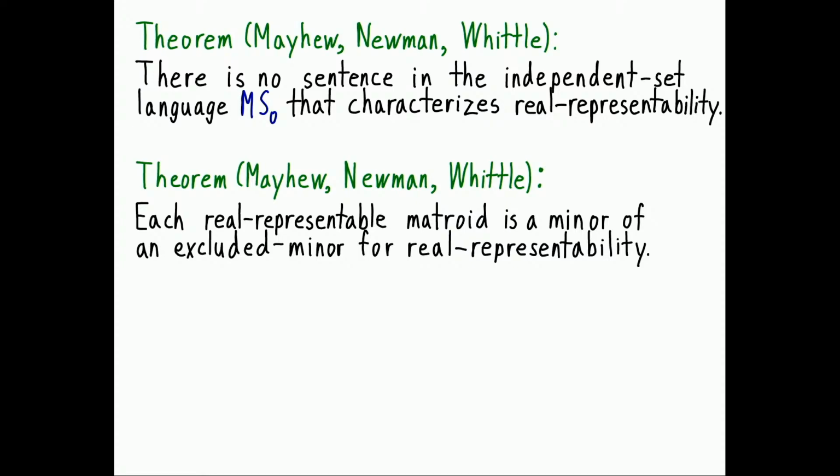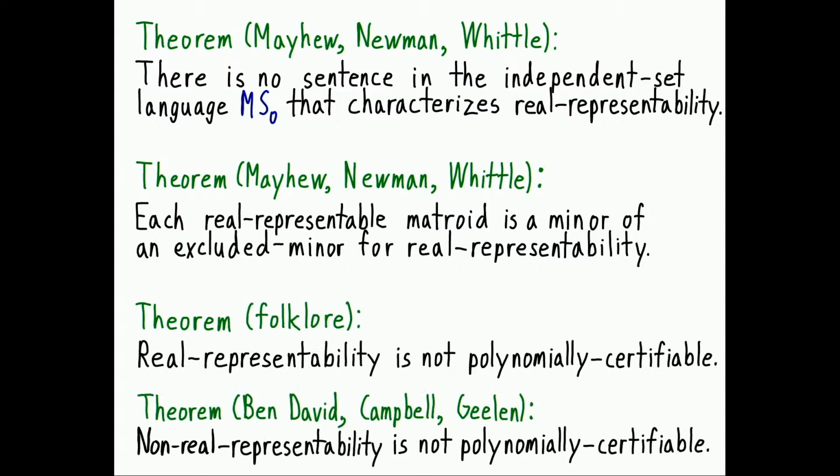And the final type of characterization I'm going to talk about is from a complexity theoretic standpoint. What if we want to have a non-deterministic algorithm, or just to show that something is or is not real representable? And this also goes badly. You can't show, using a polynomial number of independence or dependence evaluations, that real representability is or is not the case.